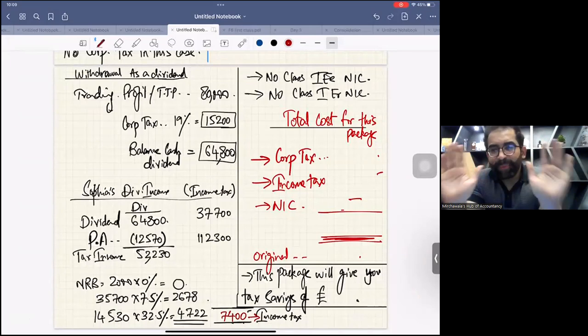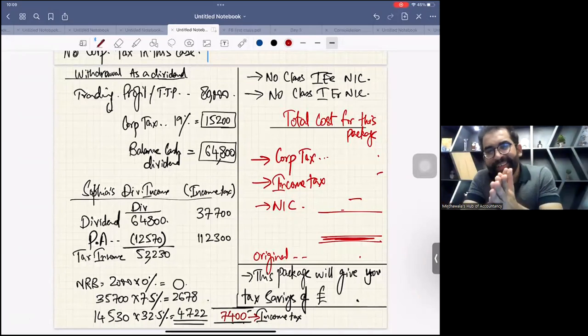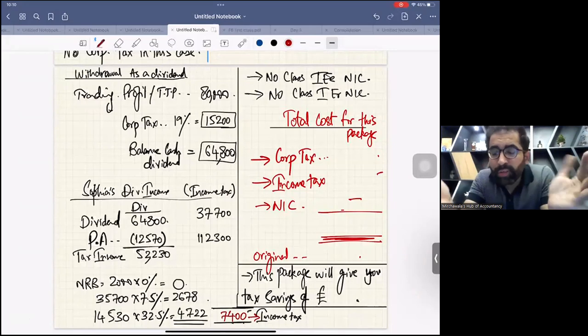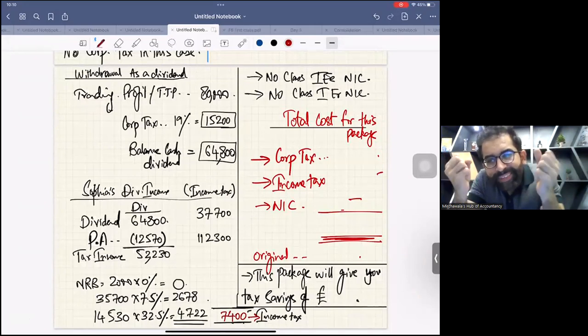Okay. Now, good news. Easy working. In this case, there is no Class 1 employee NIC, because Sophia Wong is no more an employee. That means the company is no longer an employer. So there is no Class 1 employee NIC and no Class 1 employer NIC. Nothing like that.